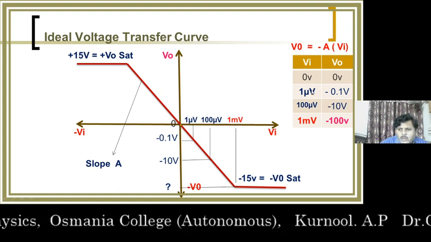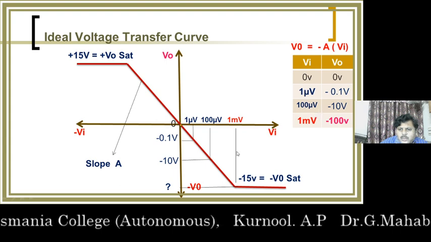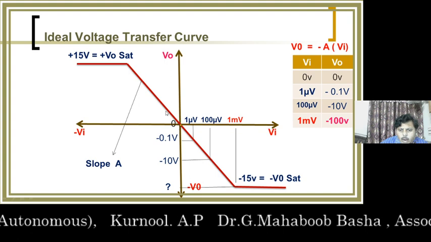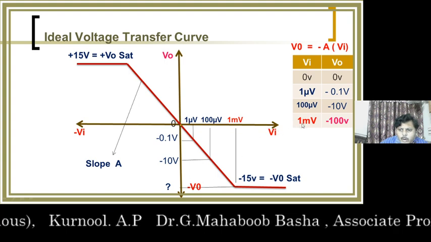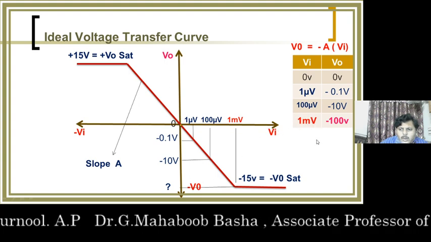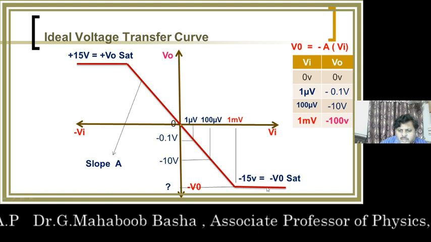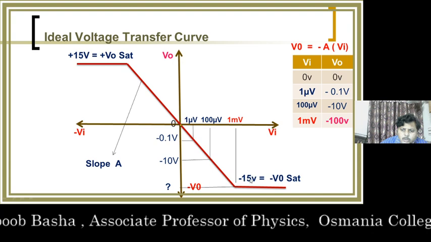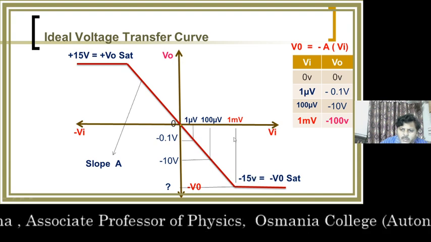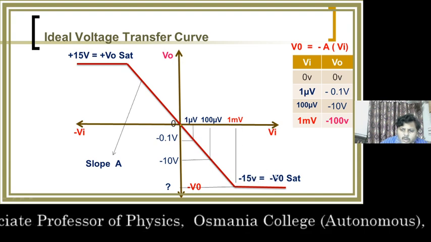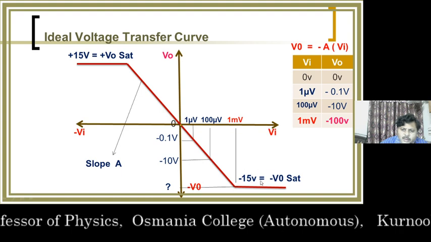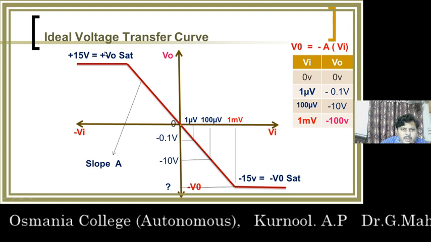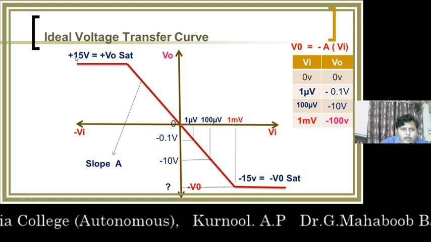For input voltages of 1 microvolt and 100 microvolts, if we draw the curve, it is a straight line passing through the origin. For 1 millivolt, the output voltage is saturated and we get minus 15 volts, which means the DC power supply voltage. For higher input voltages, the output is driven into the saturation region. Similarly, for negative input voltages, the output voltage is saturated at plus 15 volts.